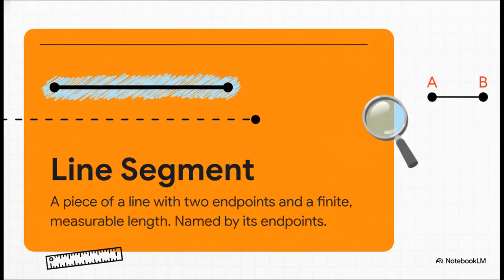Let's start with a line segment. If a line goes on forever, a segment is just a piece of it. It's a chunk that's been cut out. It has 2 specific endpoints, and because of that, it has a measurable length. It's finite. We name it by its 2 endpoints, like segment AB.